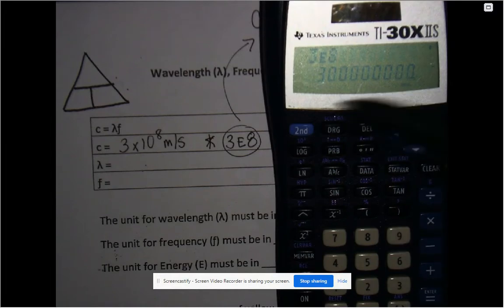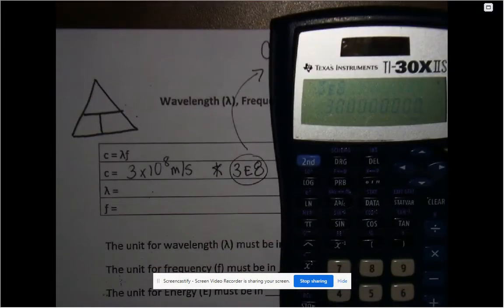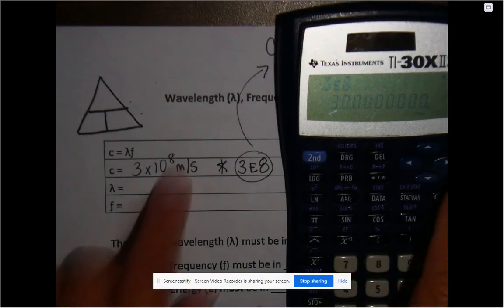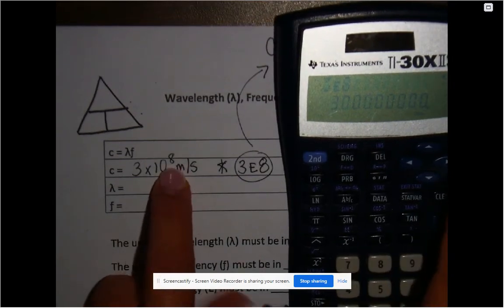Okay, so you can see now how big that number is, right? It kind of puts it in perspective for you. But you already knew that because it was a positive exponent, right? Positive exponents mean big number.